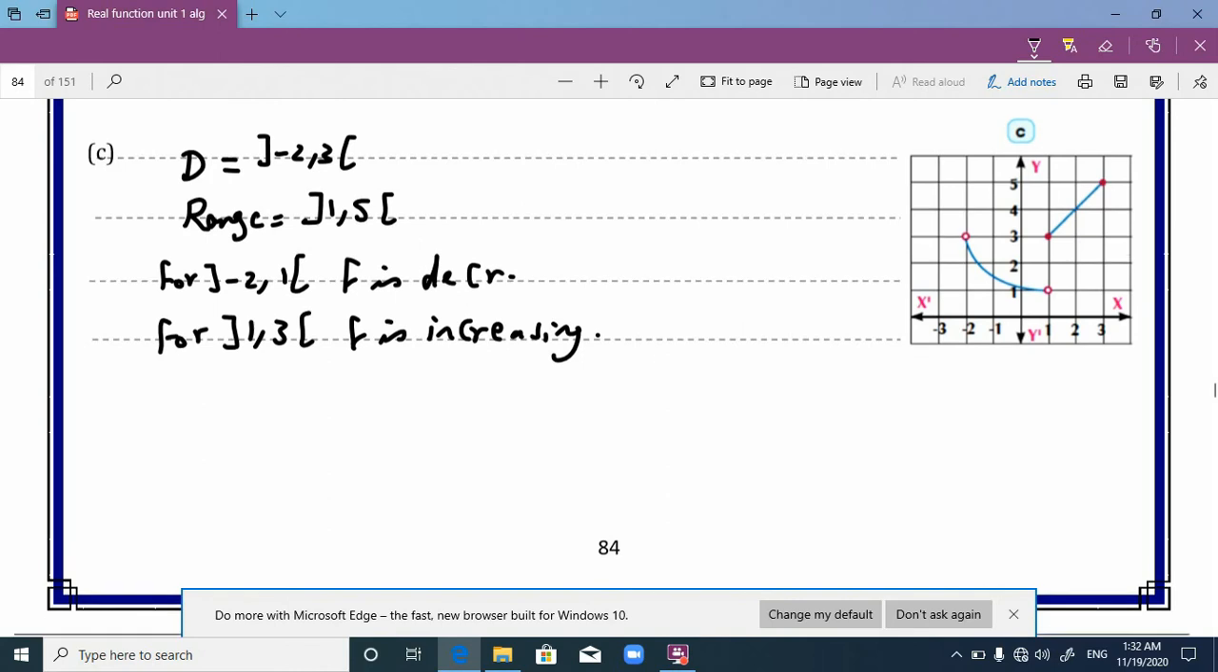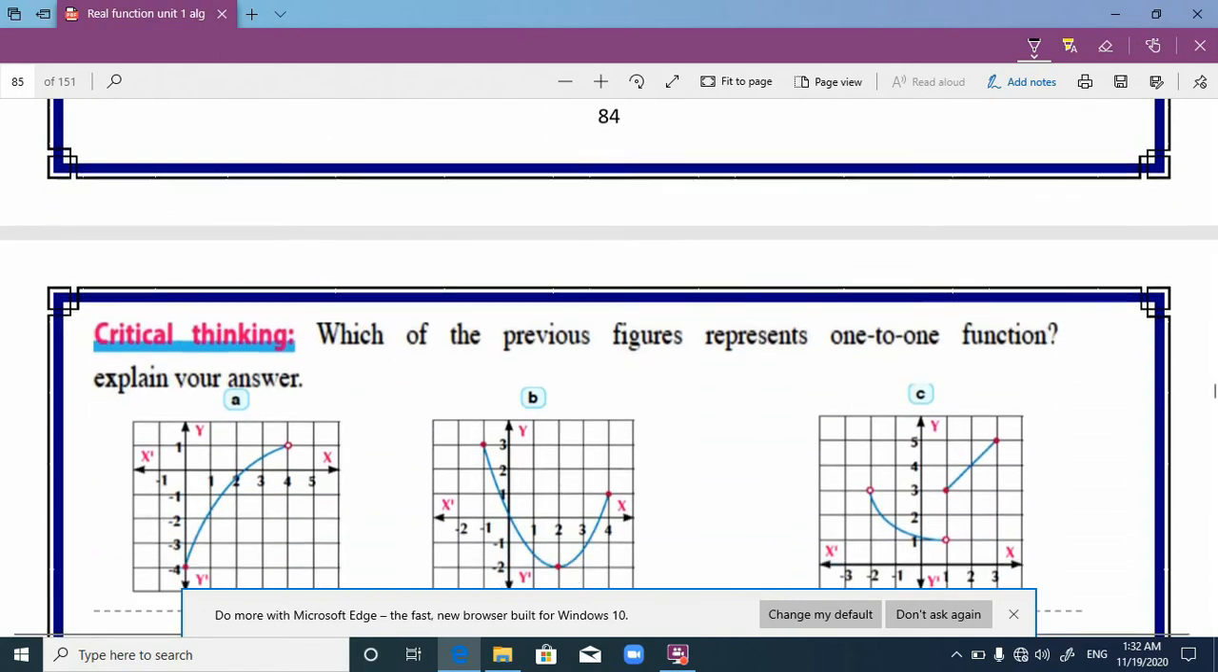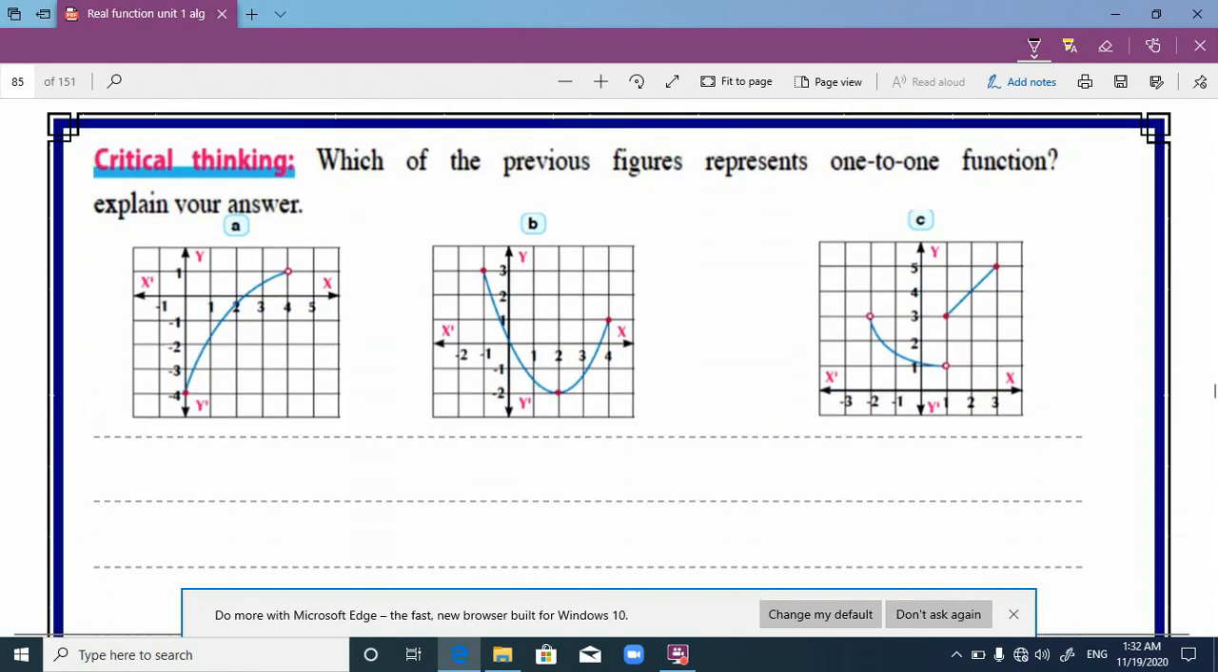Okay, let's do another example. Which of the previous figures present a one-to-one function? Here, if we draw a horizontal line passing through the curve, it will cut the curve at one point. So this function is one-to-one.